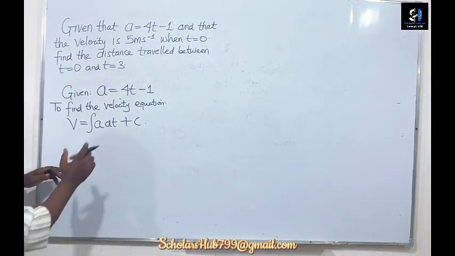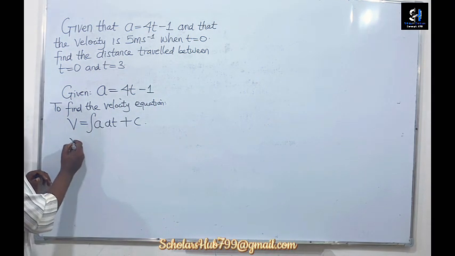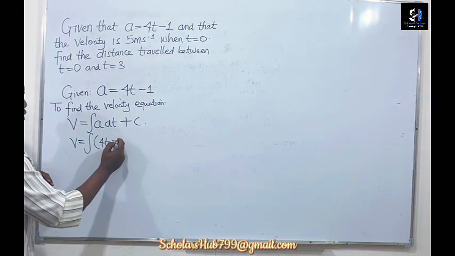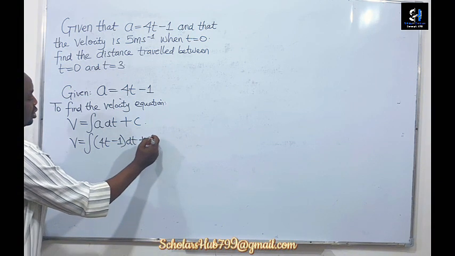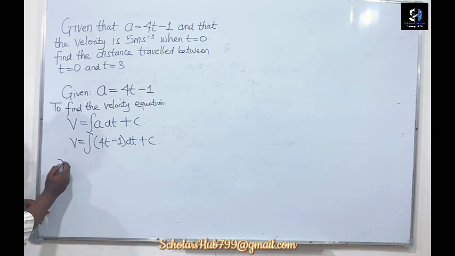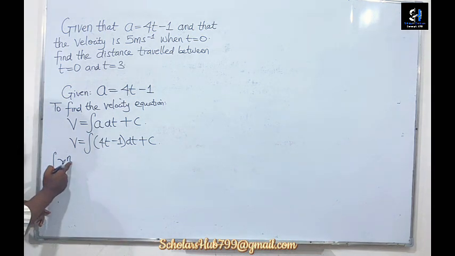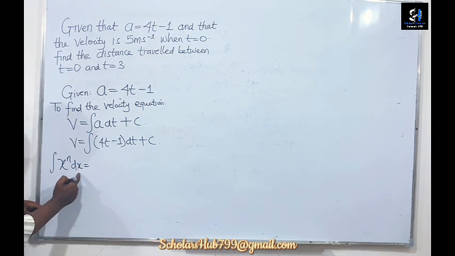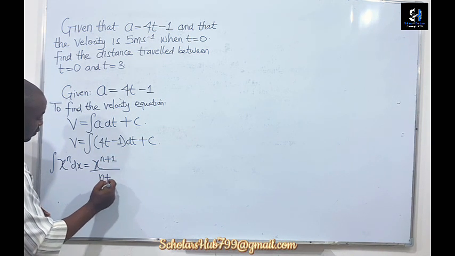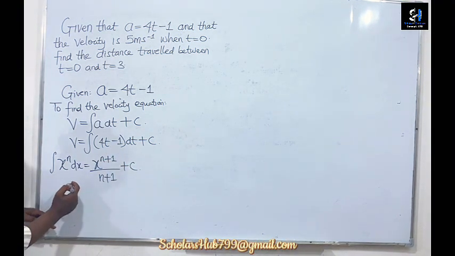So I'm going to substitute 4t minus 1 for a in this equation. So v will be equal to the integral of (4t minus 1) with respect to t, then plus the constant of integration. Now, if we integrate this using the general rule for integration, that is the integral of x raised to the power of n with respect to x is equal to x raised to the power of n plus 1 divided by n plus 1, then plus the constant of integration. So I'm going to apply that in this case.